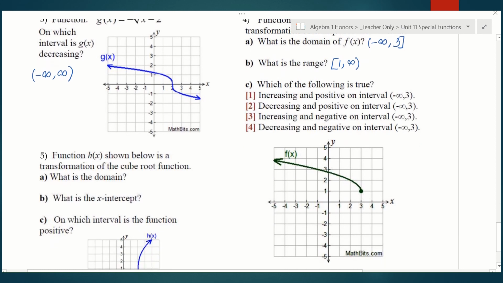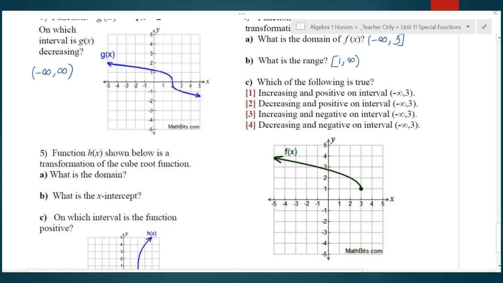Part C, which of the following is true? It's increasing and positive on the interval negative infinity to 3. From negative infinity to 3, so basically looking at the whole graph, is it true that it's increasing and positive? No, it's actually decreasing and positive. So that choice is out. Choice 2, decreasing and positive. That's exactly what I just said, so we know that's the right one.